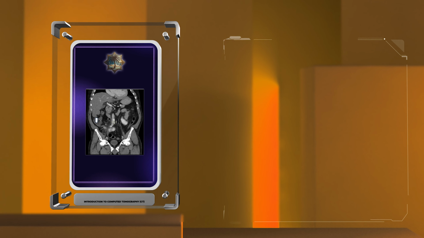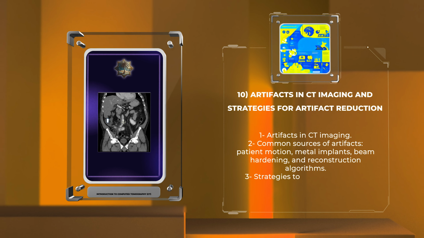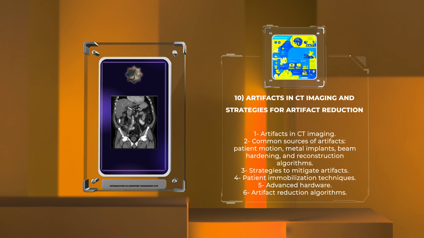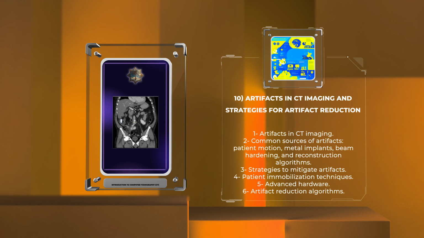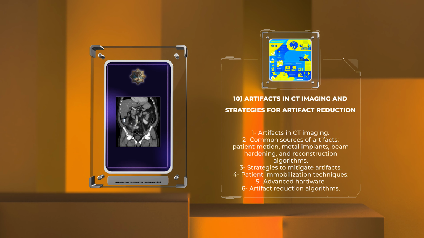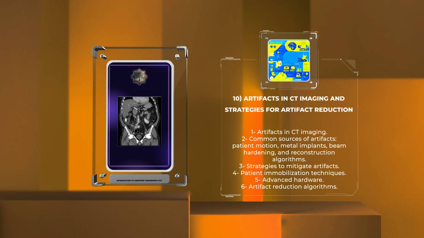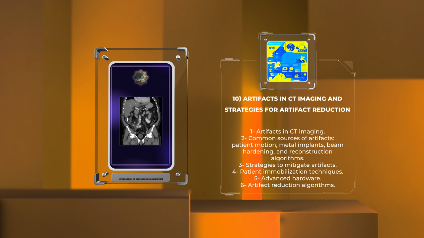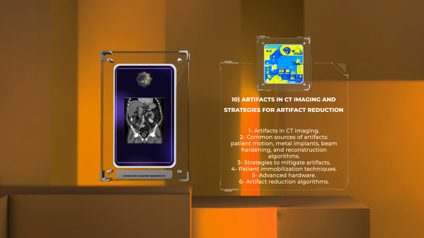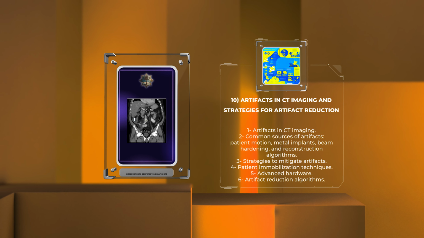Despite technological advancements, artifacts can still occur in CT imaging and impact image quality. Common sources of artifacts include patient motion, metal implants, beam hardening, and reconstruction algorithms. Radiologists must recognize and understand these artifacts to avoid misinterpretation. Various strategies, such as patient immobilization techniques, advanced hardware, and artifact reduction algorithms, can help mitigate these artifacts and improve overall image quality.